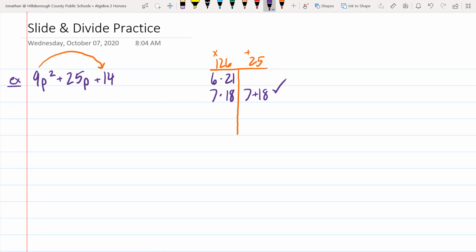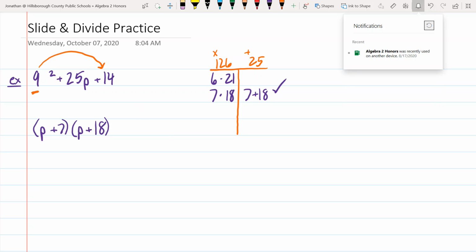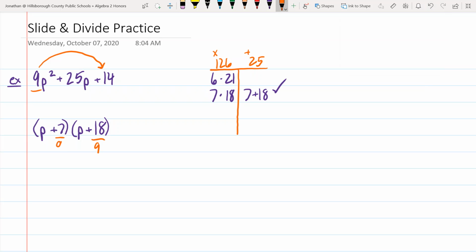Slide and divide step 2. Put them into binomial form. So P plus 7 and P plus 18. Slide and divide step 3. Divide by the lead coefficient. Oh, I just erased my variable. Go back. There we go. Divide by the lead coefficient, which is 9.